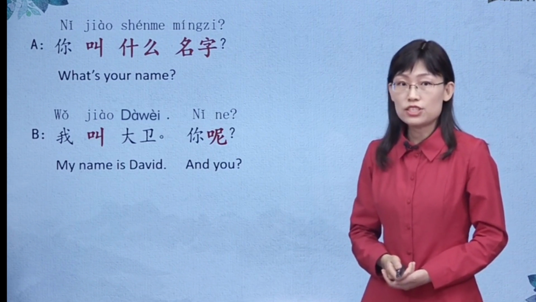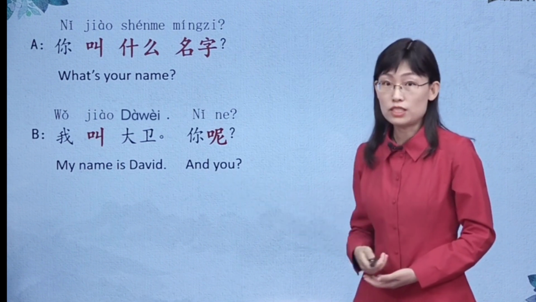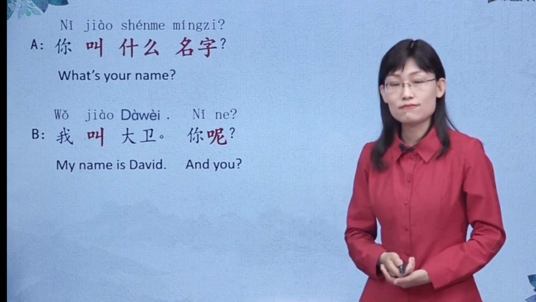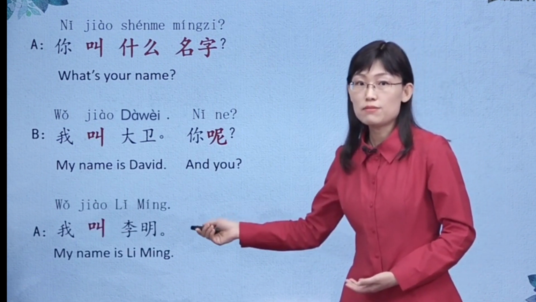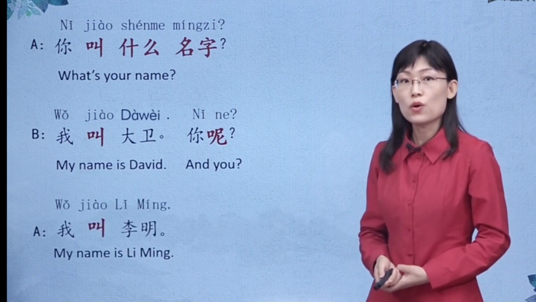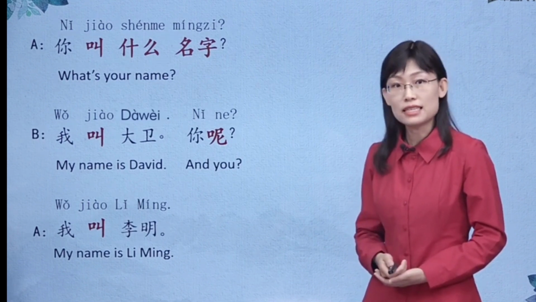The literal translation of the whole sentence could be, my name is David, what about you? Or, and you? Here, it is A's turn to introduce himself to B by saying, 我叫李明, which means, my name is Li Ming.